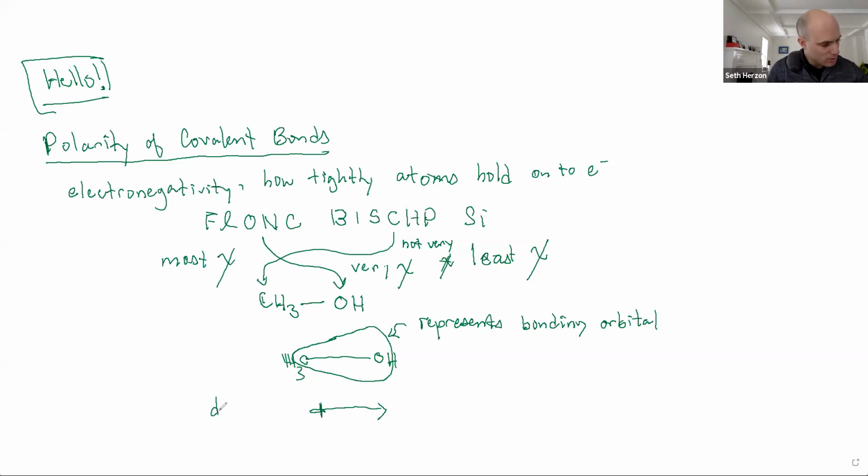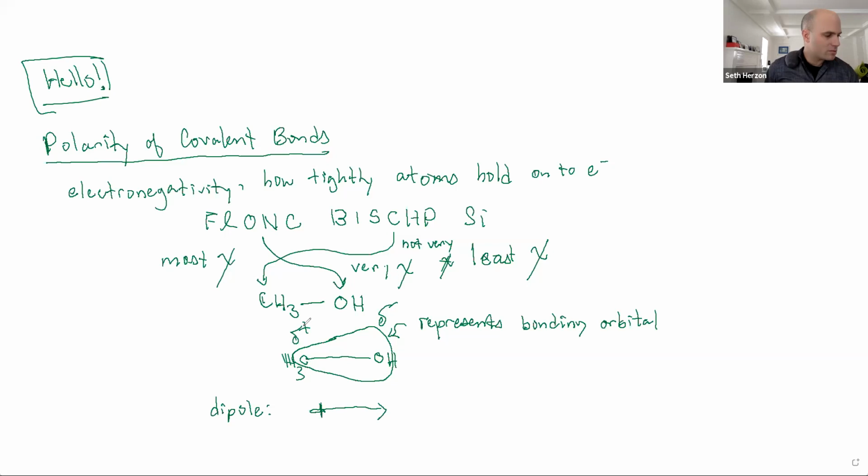And so there are different ways of representing this. One way is with this arrow, where we embed a positive sign. You can also write delta minus, delta plus at the oxygen and carbon atoms. And so these dipoles are very important. When we get to intermolecular forces, they'll come into play.